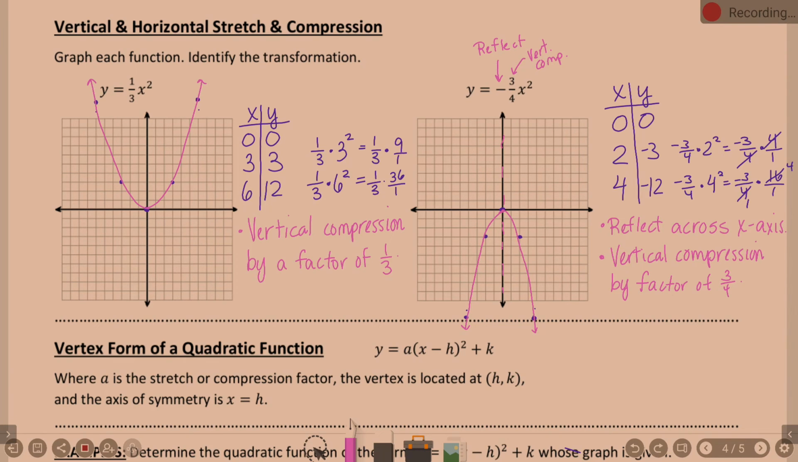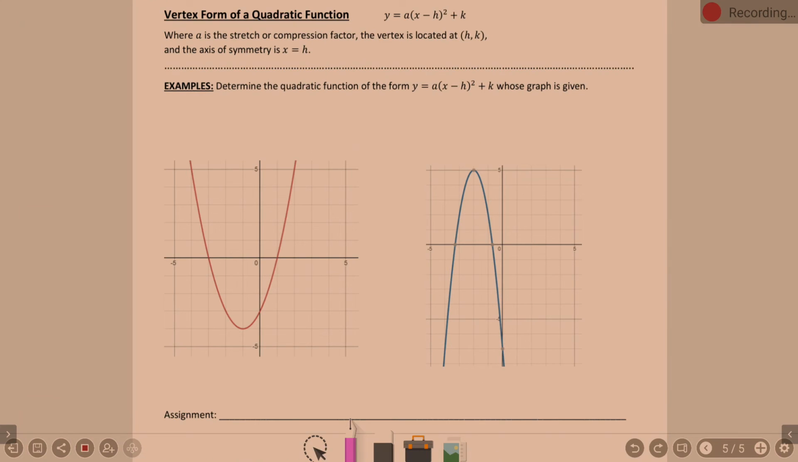At the bottom here, vertex form of a quadratic equation. We had standard form and general form of an absolute value yesterday, right? And it used that a, that h, and the k. Well, now we have the same thing, except again, we're thinking quadratics, aren't we? So notice there is an x squared. a is still the stretch or compression factor. The vertex is still at (h, k), and your axis of symmetry is x equals h.